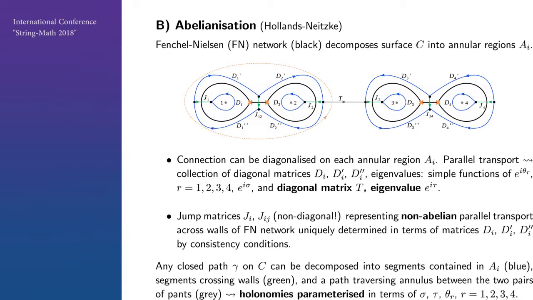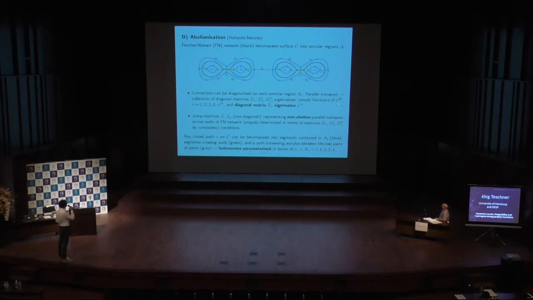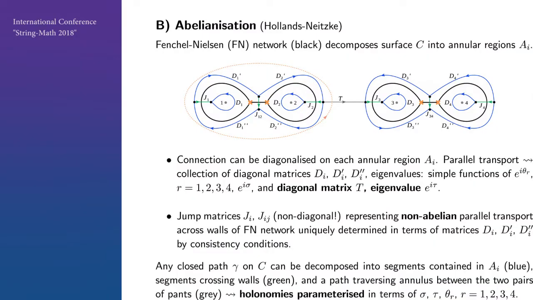The eigenvalues can be parametrized in our setup in a simple way. I don't have the time to describe this in any detail. So they can be parametrized in terms of certain numbers. We will just name them e to the i theta r. That's the notation for the eigenvalues of what you will find in the diagonal elements of these matrices D, D prime, D double prime. This comes from the parallel transport basically here in one pair of pants or the other pair of pants. All this is basically fixed by the e to the i theta r's.